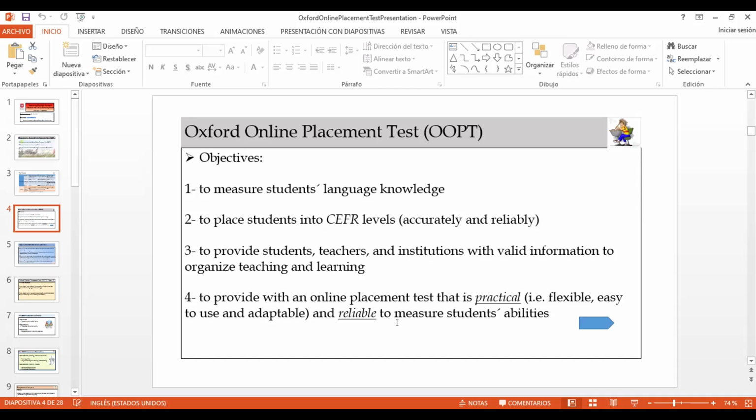But moreover, this test is practical, and I explained to you this year, the university was at the crossroad at a very important decision to make in regards to which was the most practical and flexible exam to be done online due to the present circumstances. And that is why they decided on this test.